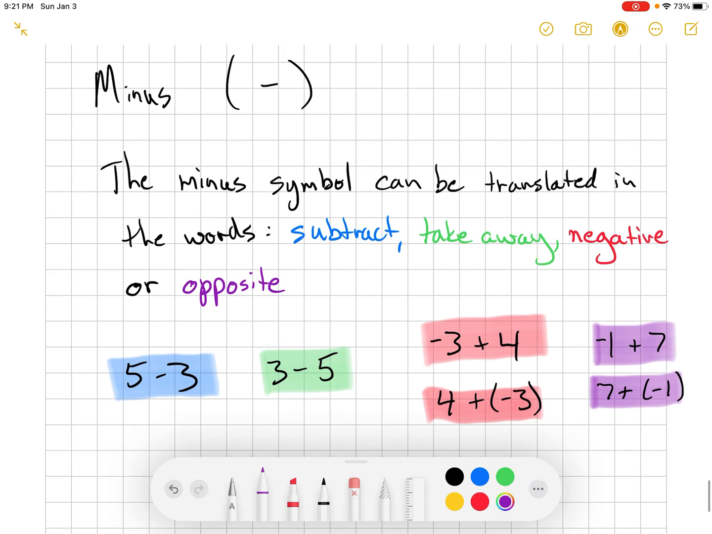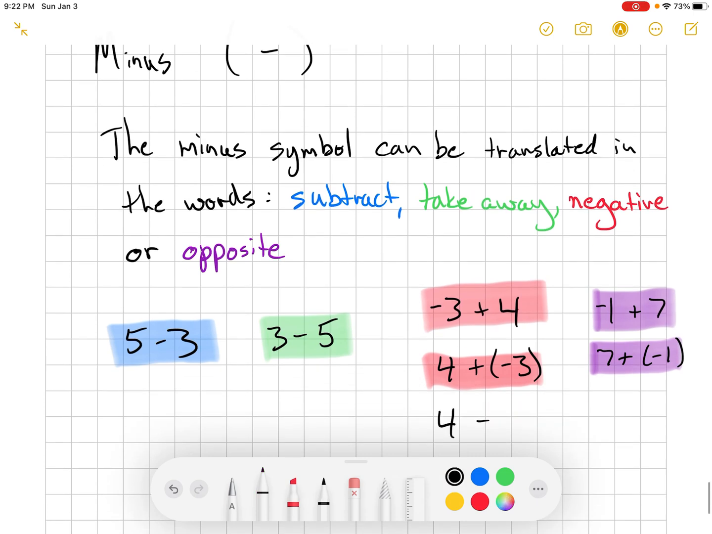So that minus sign, and I have these colors coordinated as we read through this, that minus symbol can be translated into the words subtract, like in blue, 5 subtract 3, or we can also use the words take away, like 3 take away 5. We also can talk about it using negative, and you can see the sign there. And actually, I could even rewrite this like here. Negative 3 plus 4, or 4 plus negative 3. And then we can also talk about the opposite of 1 plus 7, or 7 plus the opposite of 1.